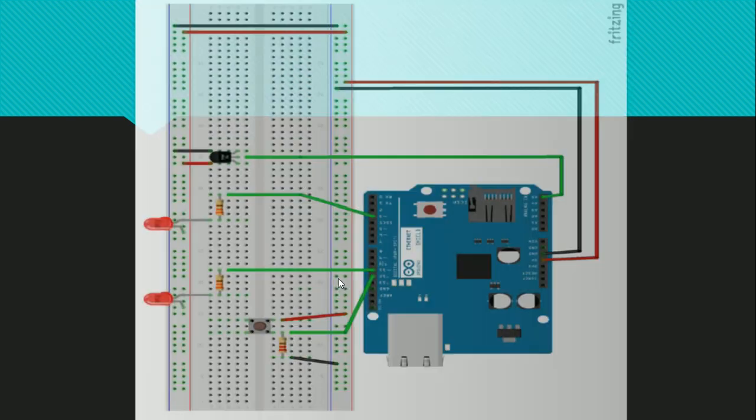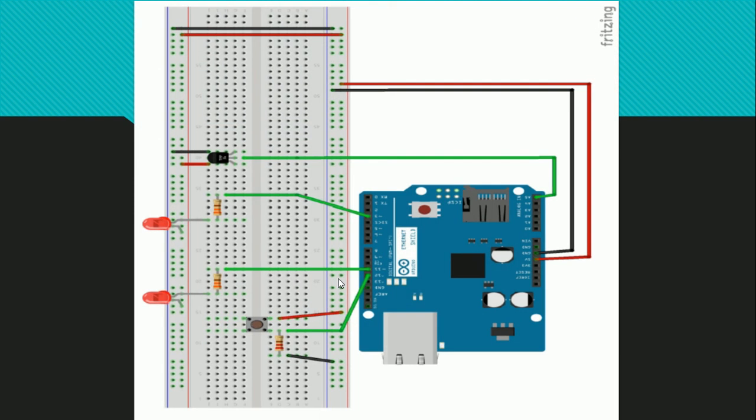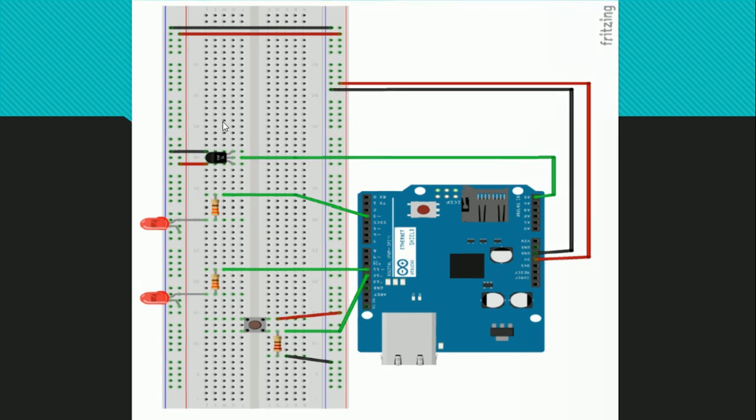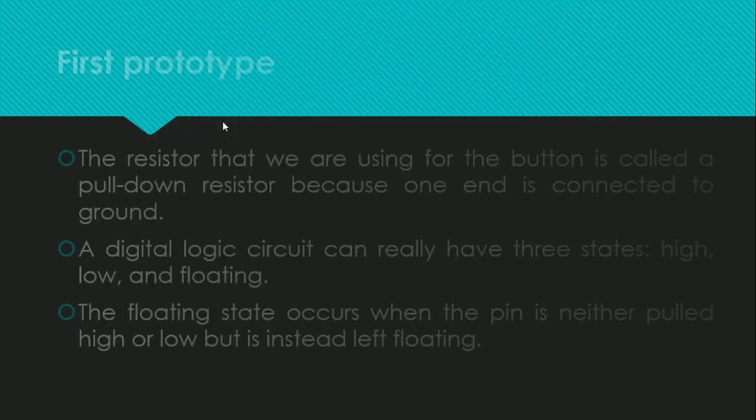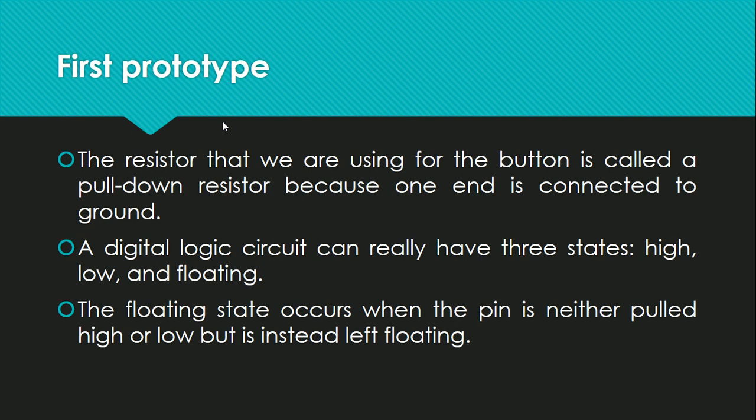Okay, this is an example of a circuit diagram where you have two LEDs, and then there's a push button, and then there is also a temperature sensor. This is a different temperature sensor. Temperature sensors come in different types and sizes. And then we have the Arduino board, and it's connected to the breadboard. As you can see with the circuit diagram, it is the first prototype.